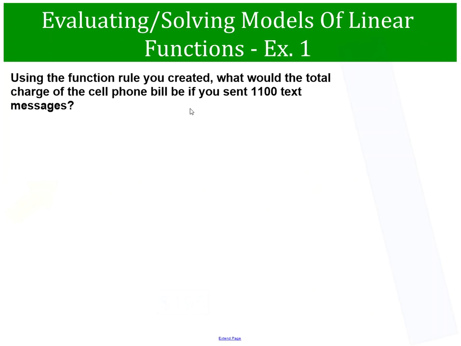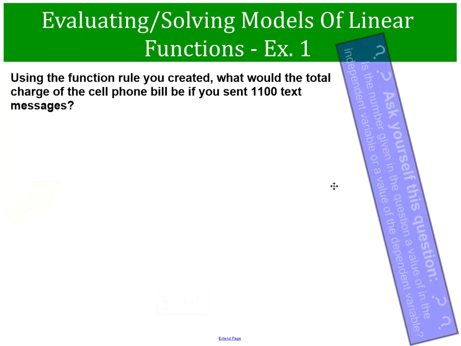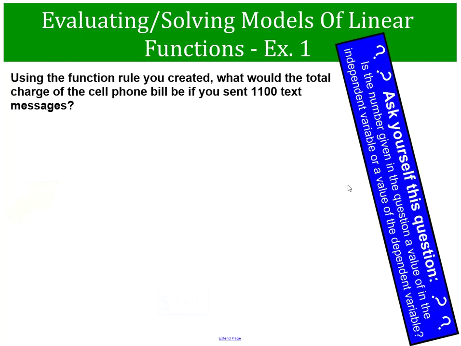Okay, now we're going to do things with this function rule. We create a function rule not to just put it in space, but to use it to predict outcomes of either the independent or dependent variable. So here we're given a part of the contextual situation as well. Using the function rule you created, what is the total charge of the cell phone bill if you sent 1,100 text messages? Well, here's the question you want to ask yourself. Is the number given in the question a value of the independent variable or a value of the dependent variable?